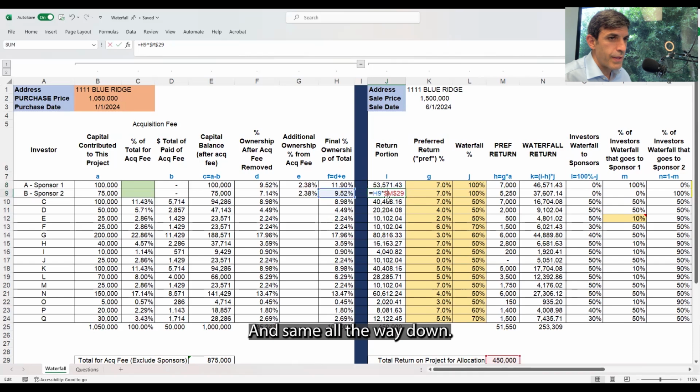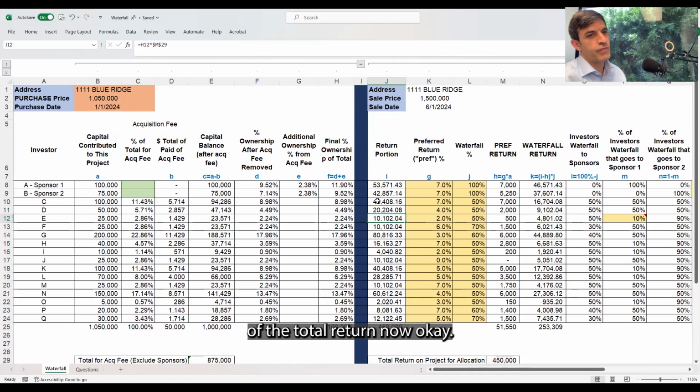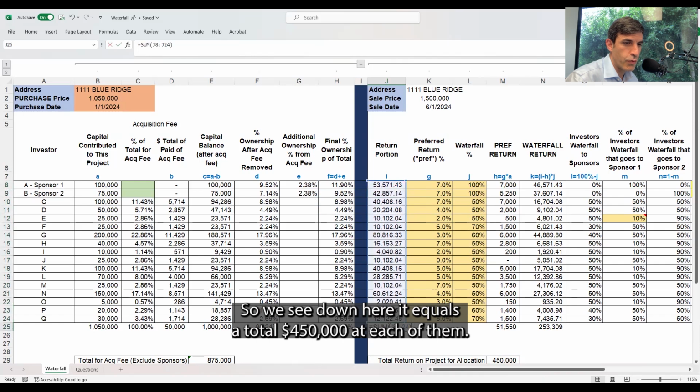And same all the way down. So each person is going to get a percentage of the total return. Now, okay, so that's that. So we see down here it equals the total $450,000.